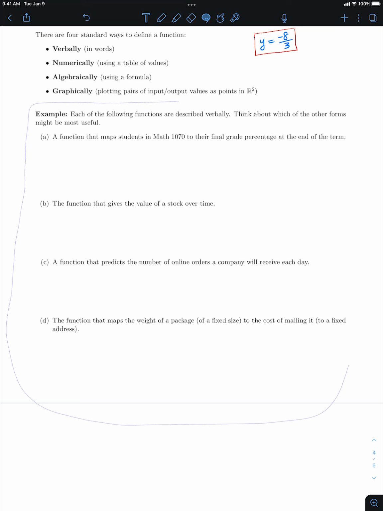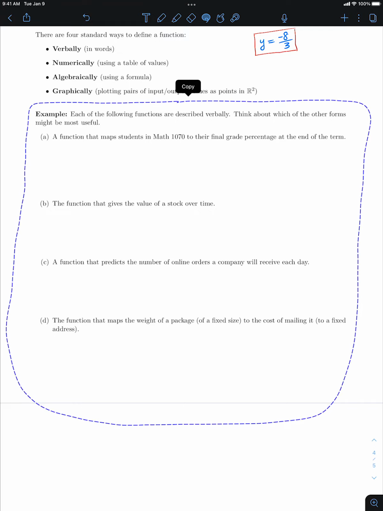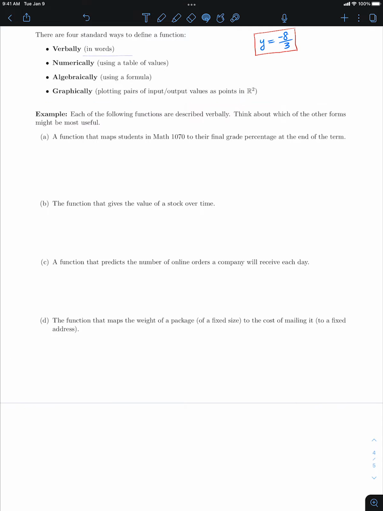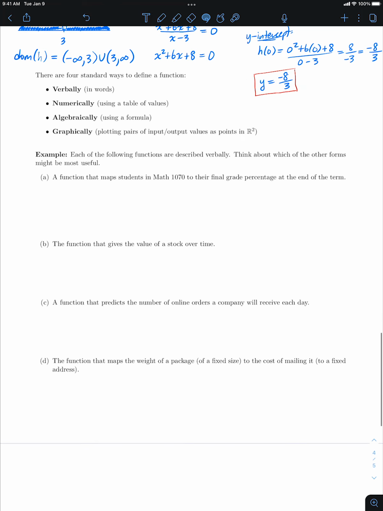Okay, so with those ideas in mind, this example is something I'm going to leave to you. I'd like you to spend some time thinking about this. So you've got 4 examples of functions, and they're all described in words, right? But I'd like you to think about, if you were somebody who needed to work with these functions, which of the above forms, particularly these 3, since they're already given as verbal rules, which of these 3 forms would you most like to see the function expressed in? Which do you think would be the most useful in each of those 4 given contexts? Okay, so I'll leave those to you to think about.